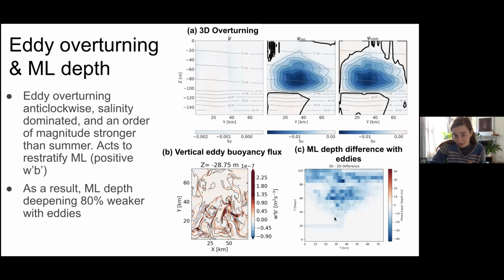And you can see here in this graph C this basically 3D, 2D difference of the mixed layer depth. The meridional variation is shown, and you can see that it basically increases over time as eddies grow and reach the extent of the domain.